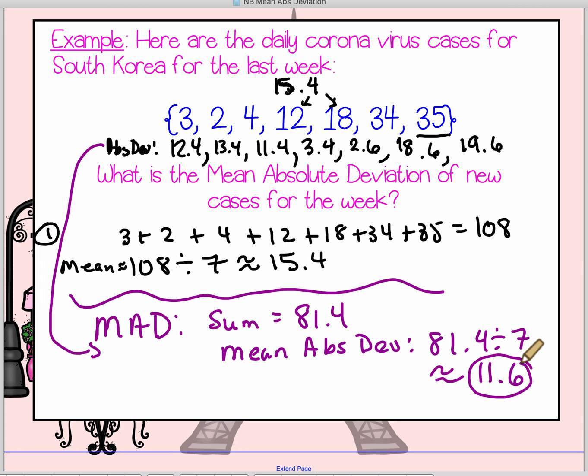So 35 for that week was an extreme, but 2 was an extreme low, but 18 wasn't too bad of an extreme.